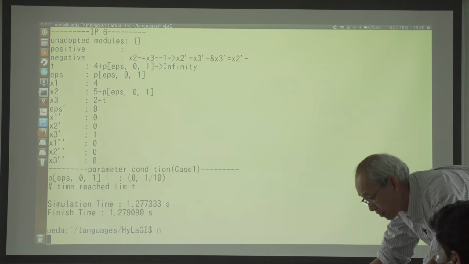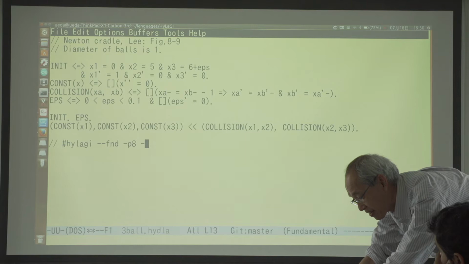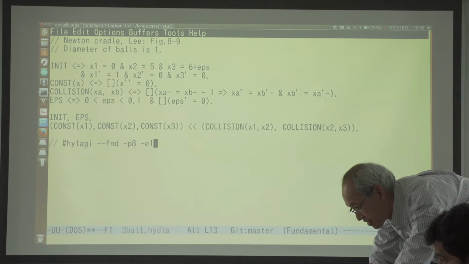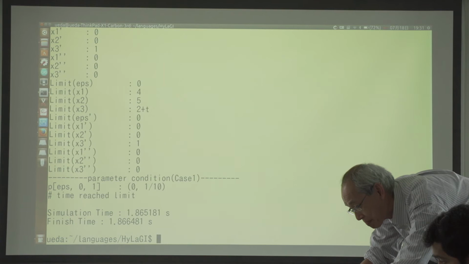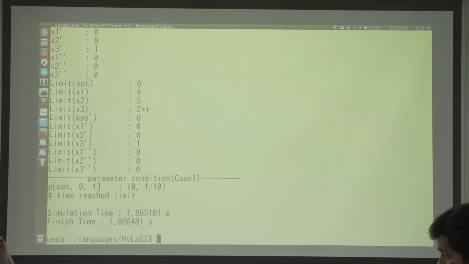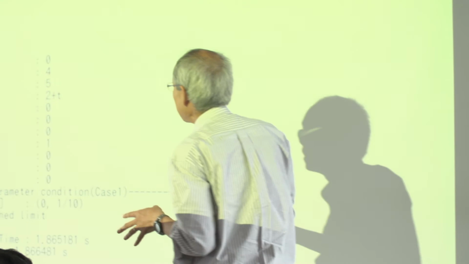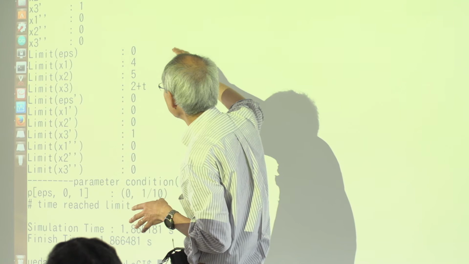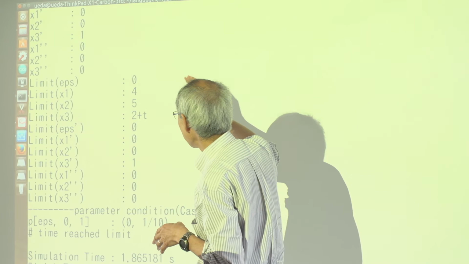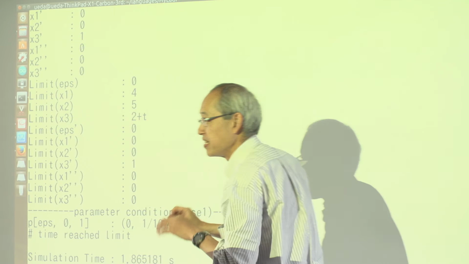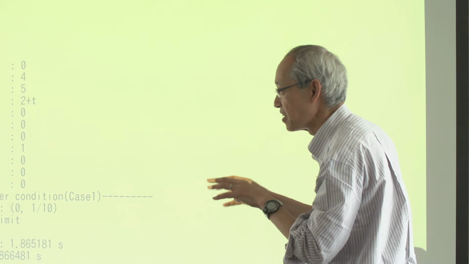Okay. And then we have another, very experimental, option to take the limit of this velocity. So with this option, let me run this program again. Now the option tries to find the variable EPS and takes the limit of all this family of trajectories. So finally, in this simulation, after some time, ball 3 is moving and the others are stopping. And these are the limits of all the variables when the value of EPS is infinitesimally small.